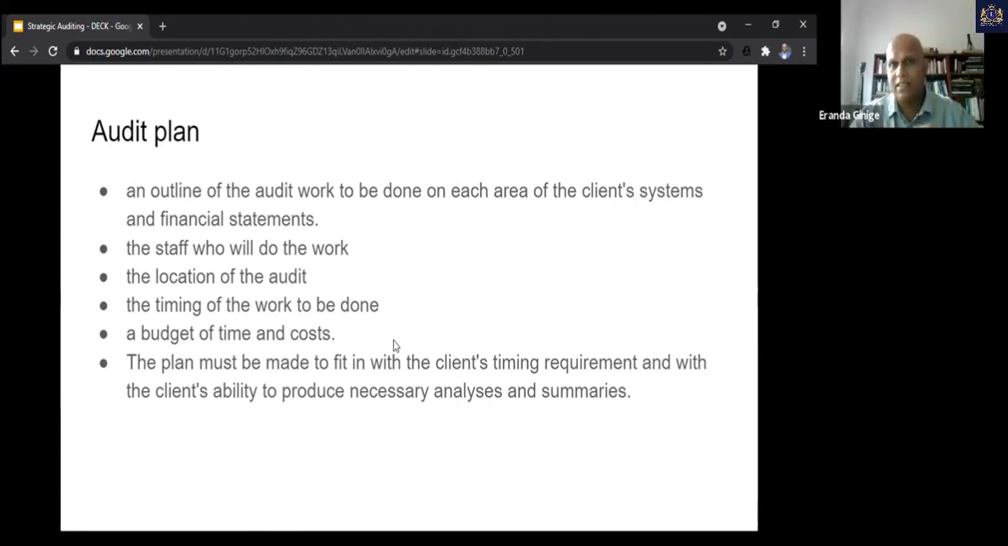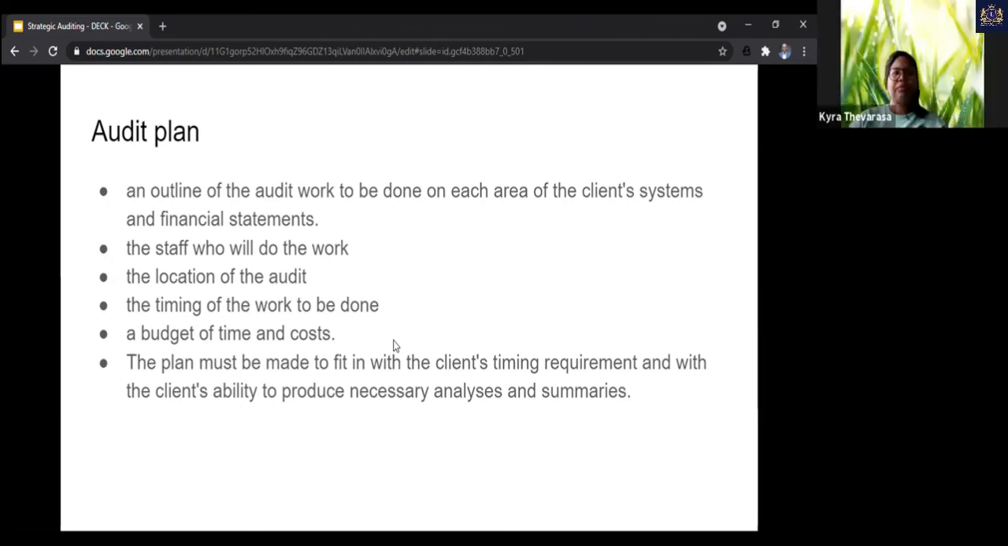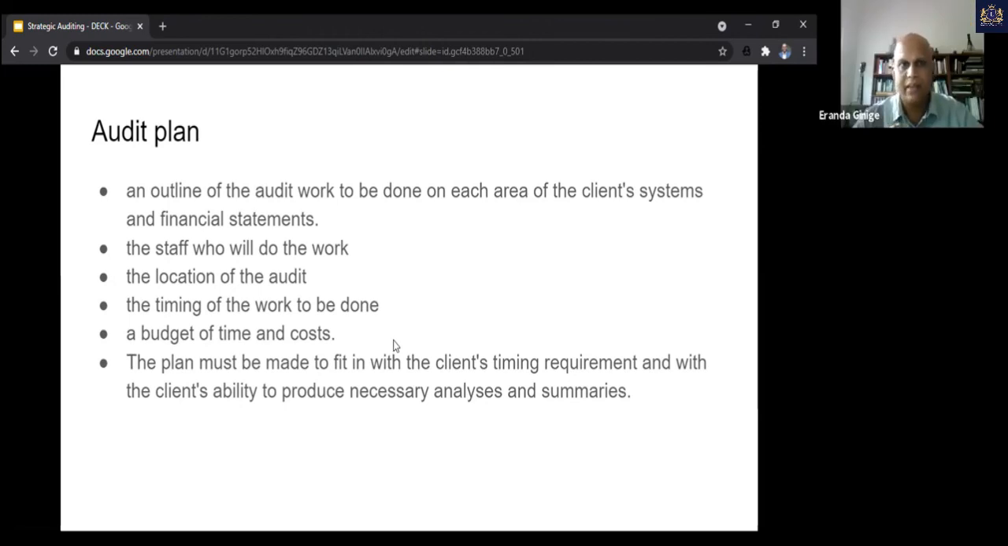Then you have to identify the staff who is going to do the audit, and the various bits and pieces of the audit, the various locations that you have to do the audit. You might have to visit certain sites, the timing of the work that needs to be done. So you need to have a time plan, right? And a budget for the time that is spent, and various other costs for your staff.